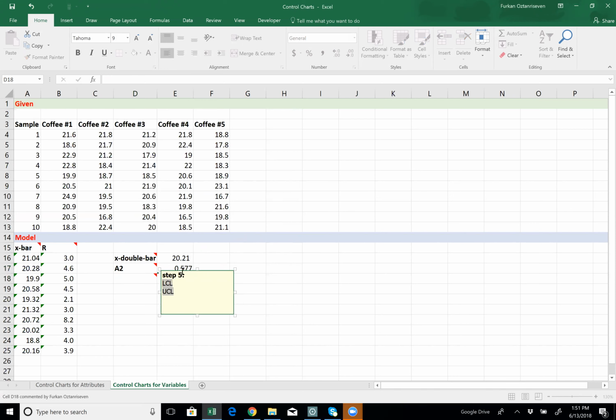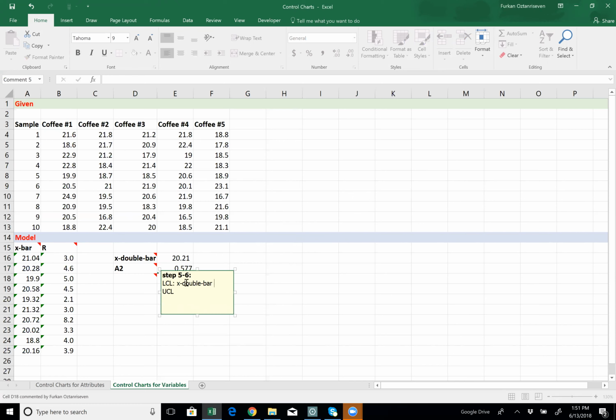For the lower control limit, say steps 5 and 6 together. The lower control limit is again very similar to control charts for attributes. But in this case, I will look at the x double bar, the average of averages, instead of p bar.